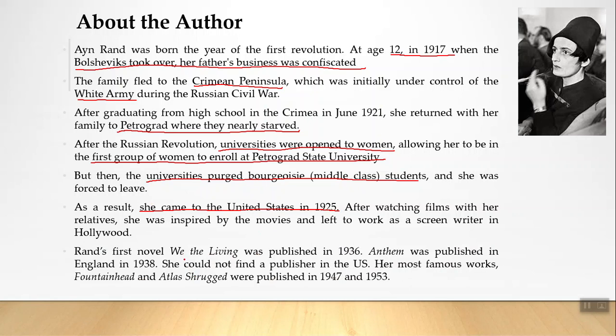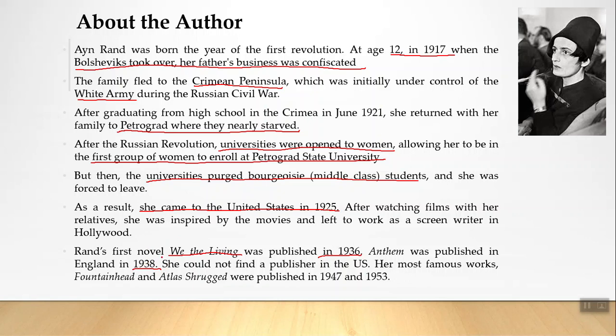In screenwriting, she had some moderate success, but then she published her first novel, We the Living, in 1936, much more based on her own experiences in Russia than Anthem. I feel like We the Living is sort of lightly fictionalized. There's some drama there, but a lot of it is based on her own experiences. But Anthem, she publishes in 1938. She published it in England. She could not get a publisher in the United States.